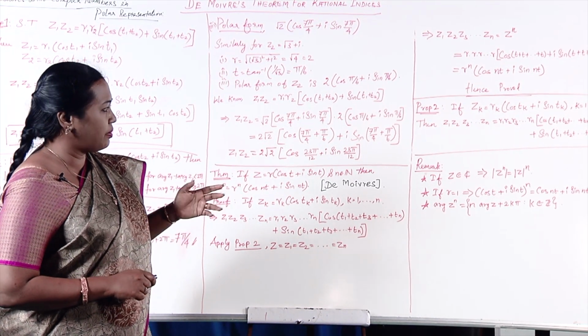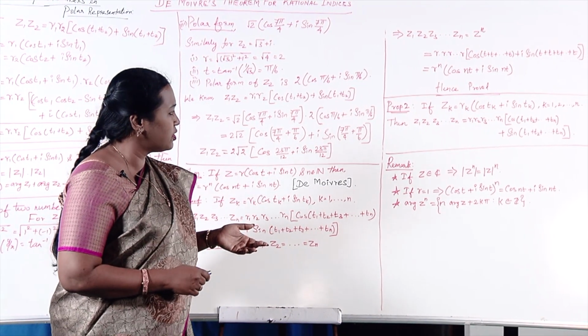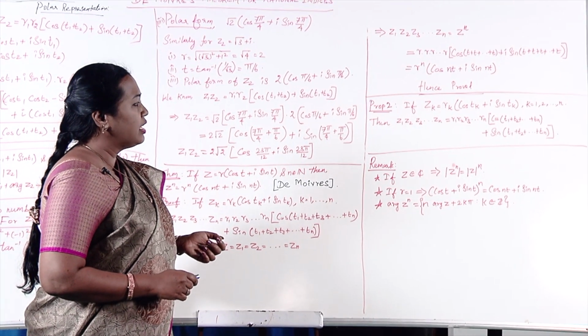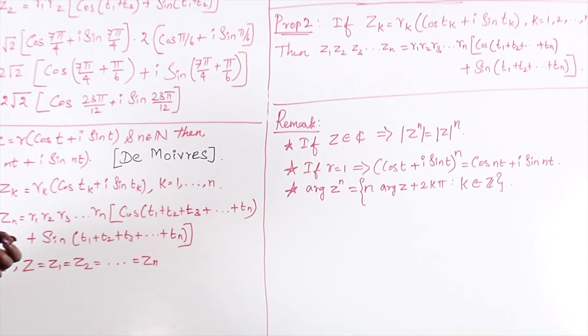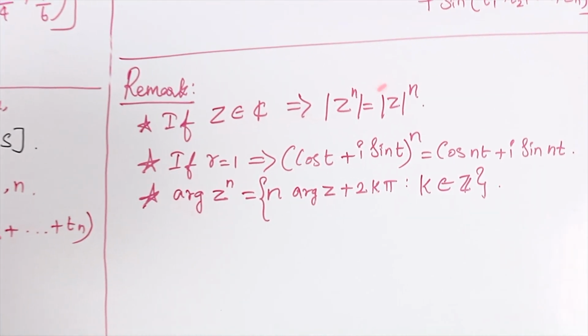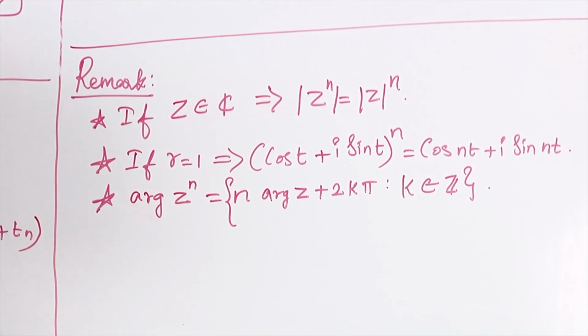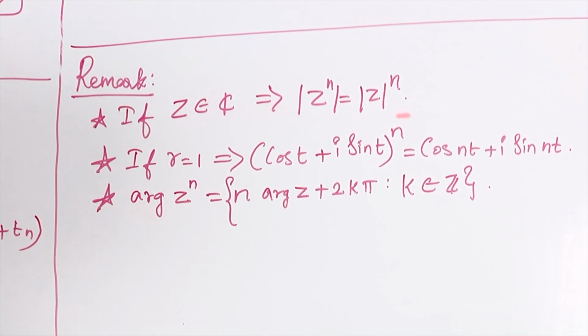So, there is a remark that is in addition to de Moivre's theorem. If Z belongs to C, it means that modulus of Z bar n is the same as modulus Z the whole bar n. So, it makes no difference whether you do the multiplication first and find the modulus, or find the modulus and then find the power n, it is going to be the same. So, this is an extension, this is a direct result of de Moivre's theorem.